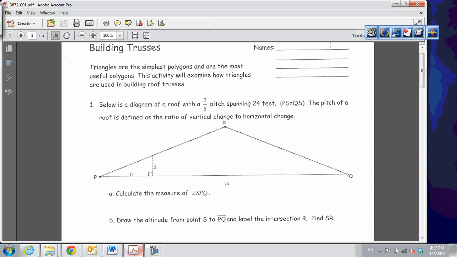All right, welcome back. Today's kind of an easier day. We're going to build some trusses. Trusses are the triangular or really any type of support for structures, like any type of building, any type of roof.